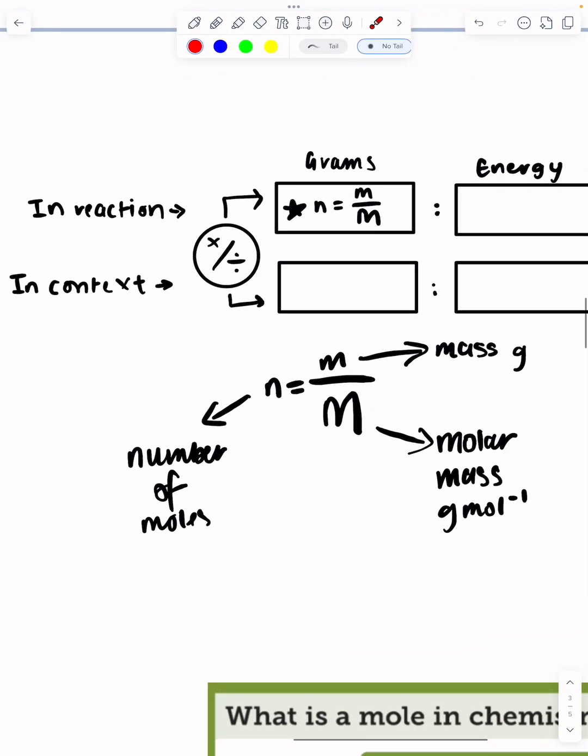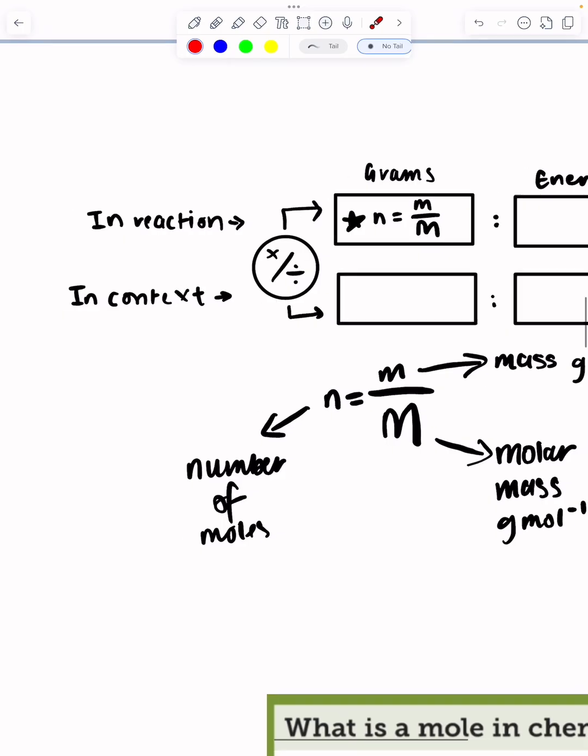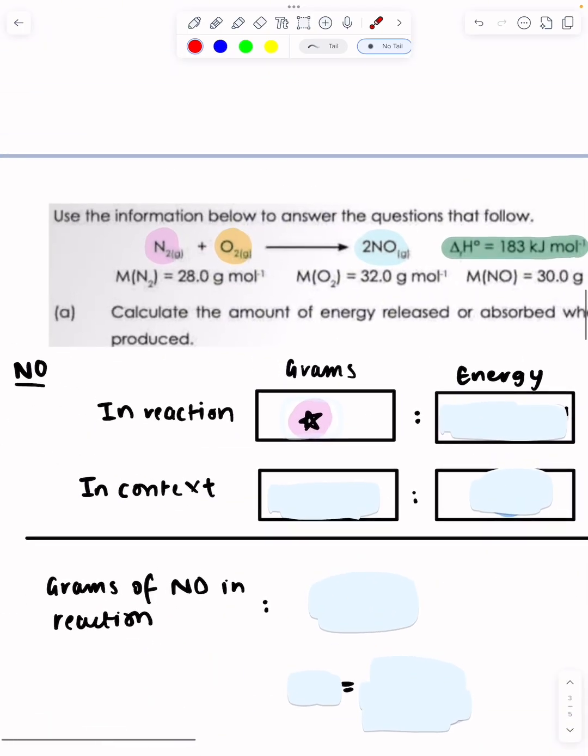So anyways, we need to use this moles equation and rearrange it to find mass. So what are we going to have to do in this situation here?